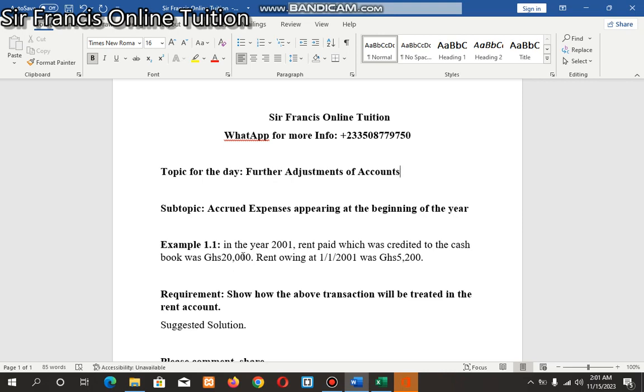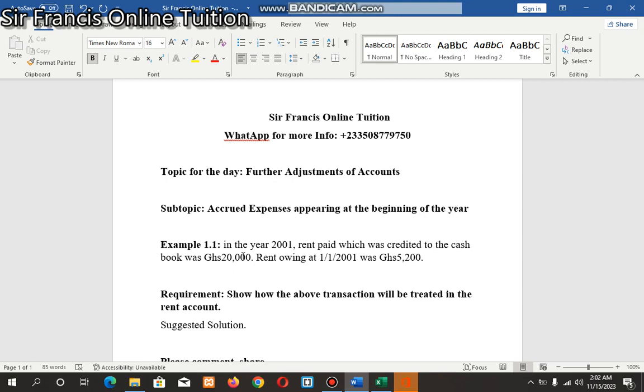Now, as a student, when you are given a question concerning trading and profit and loss accounts, and you have to present the profit and loss account for a particular year, after the question gives the trial balance, you'll be given additional information. That's where most students find it very difficult. Because all the tricks will be stipulated, or you find all the tricks under the additional information. So this particular topic will help us to appreciate that.